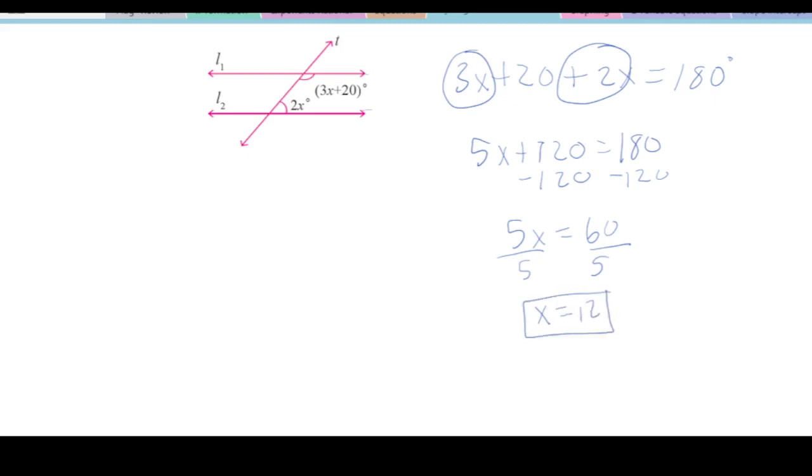Again, that is the measure of x. Sometimes they're asking for the measure of x. Sometimes they're asking for the measure of the angle. So if I wanted the measure of this angle, that angle says it's 2 times x. Once we know that x equals 12, that means it's 2 times 12. So the measure of that angle is 24 degrees. And to find the measure of the other angle, I can either plug in the 12 or just subtract 24 from the 180, and that will give the measure of the other angle.